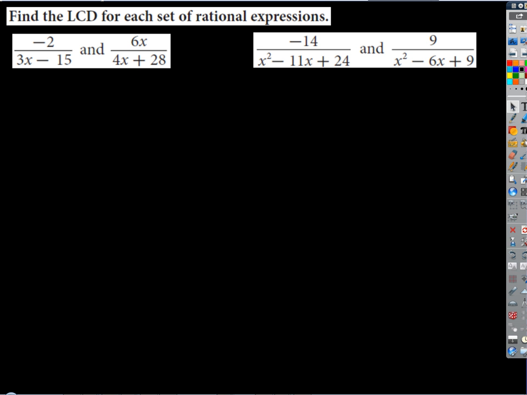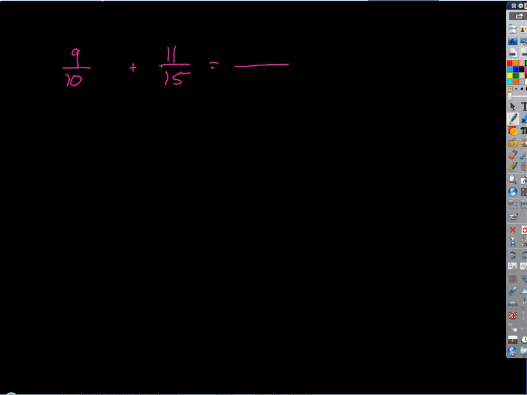So we want to look at least common denominators of rational expressions. The goal here is this is leading up to adding and subtracting rational functions, right? Where rational functions are just a polynomial divided by a polynomial, right? So let's think about this first of all in terms of numbers. Okay, so what if we had something like this? Let's say we wanted to add up 9/10 plus 11/15.